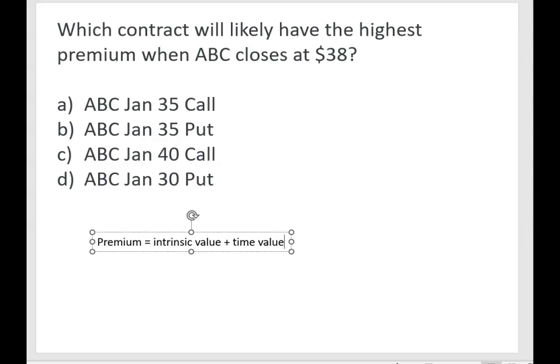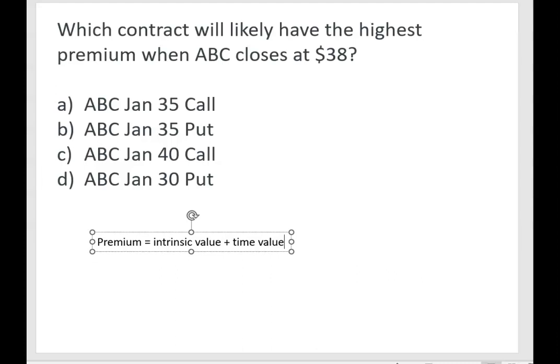Intrinsic value means like built-in profitability to it. Is the option profitable to use it or not? There's only one of these 4 that has built-in intrinsic value to it. Can you tell me which one? And could you even tell me how much intrinsic value it has? Which one of these is inherently profitable if you compare the strike price versus the market price of $38?